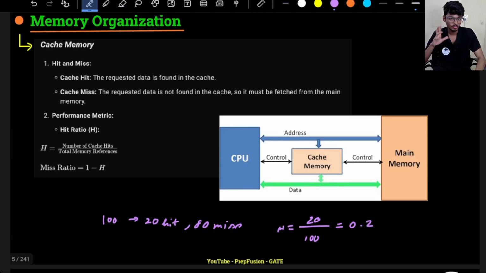Okay, so what is the miss ratio? Miss ratio is just the inverse of hit ratio. Basically the number of misses divided by the total number of memory references, or it can be written as 1 minus h.